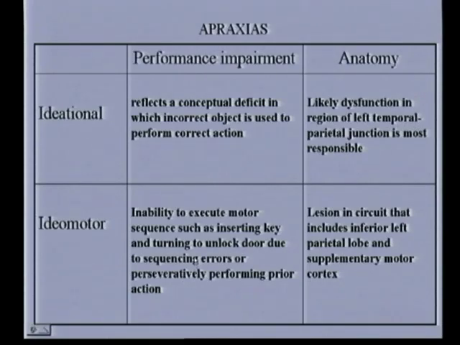Now when I compare it with ideomotor, I usually think about motor movements, sequencing of motor movements, so I think about somebody who can't get the sequence of putting the key in the door. They might turn the key before they put it in. The term motor here contrasts with ideation or idea, and so when I think motor, I think closer to the motor strip. So I can always remember this because the lesion is going to be on the left side. Parietal lobe, fine, but this is the key here, supplementary motor cortex. So this is how I remember the difference between ideational and ideomotor, especially where the lesions are.